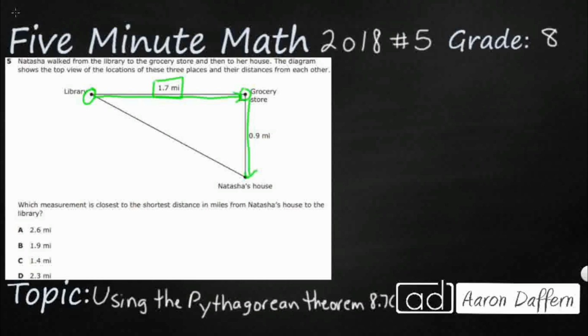So we're just walking straight. Instead of going from library to the grocery store to her house, which is almost a mile, we just want to go straight there. Well, as you can tell here, they didn't tell us in the words, but they did show us in the picture. We've got a right angle right here. So we got a classic right triangle.